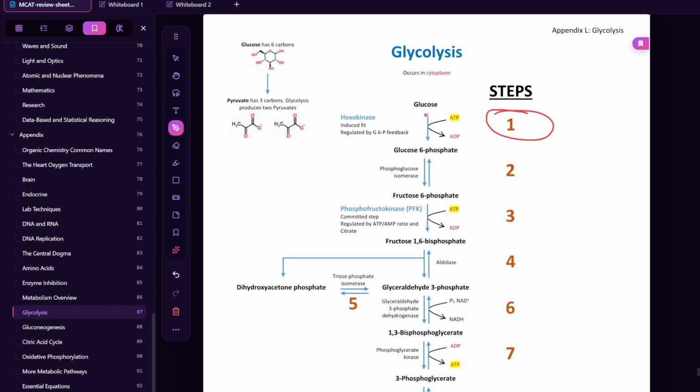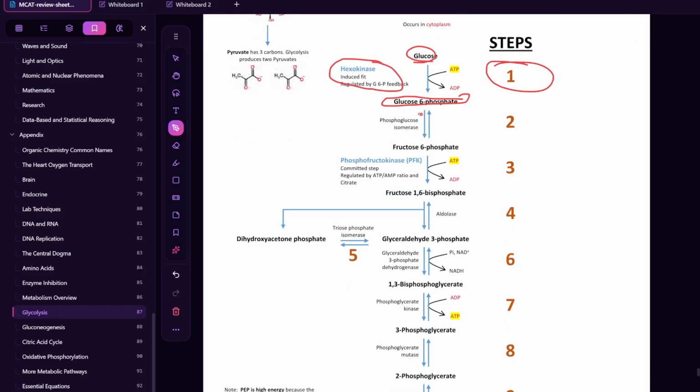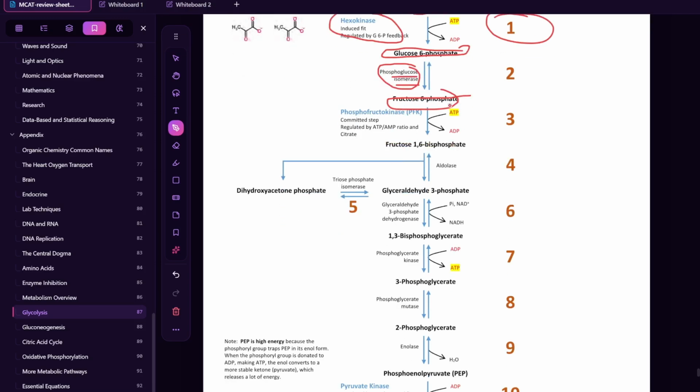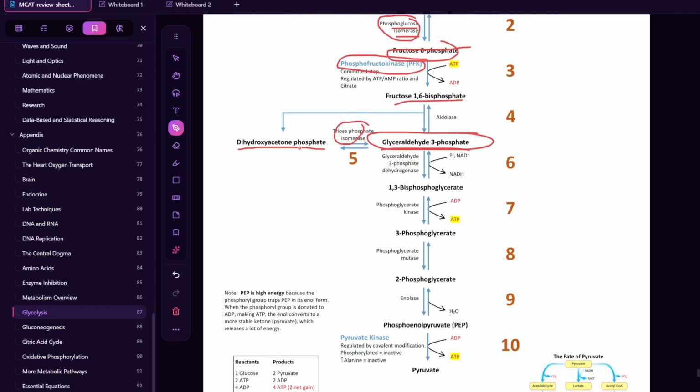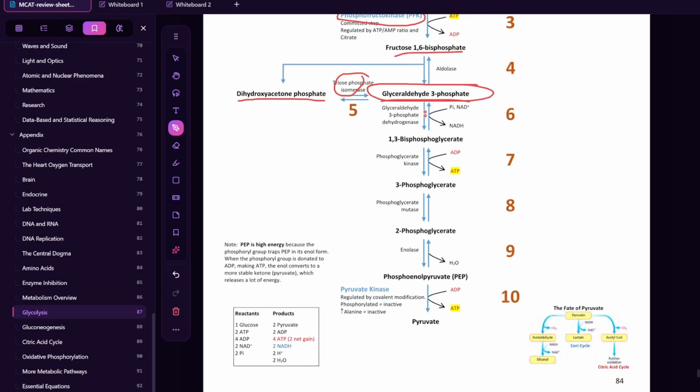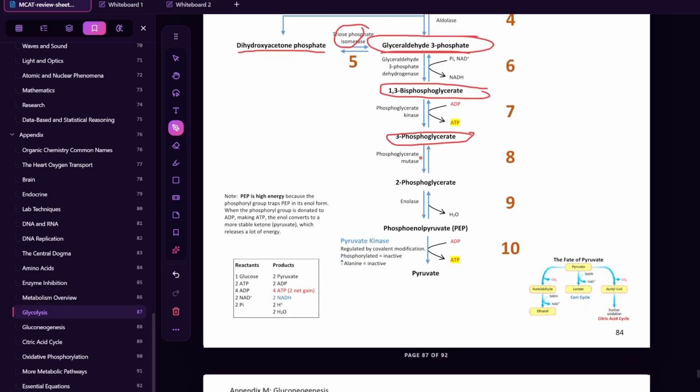In the first step, glucose turns into glucose 6-phosphate, with hexokinase being the helper. Then glucose 6-phosphate turns into fructose 6-phosphate with the help of the enzyme phosphoglucose isomerase. Then fructose 6-phosphate turns into fructose 1,6-bisphosphate. And this can turn into dihydroxyacetone phosphate and glyceraldehyde 3-phosphate. We have these enzymes here to help out. Then this enzyme converts to 1,3-bisphosphoglycerate, and this kinase helps convert to the next. This enzyme helps convert to 2-phosphoglycerate, and from there we get PEP, and this enzyme finally helps turn it into pyruvate.